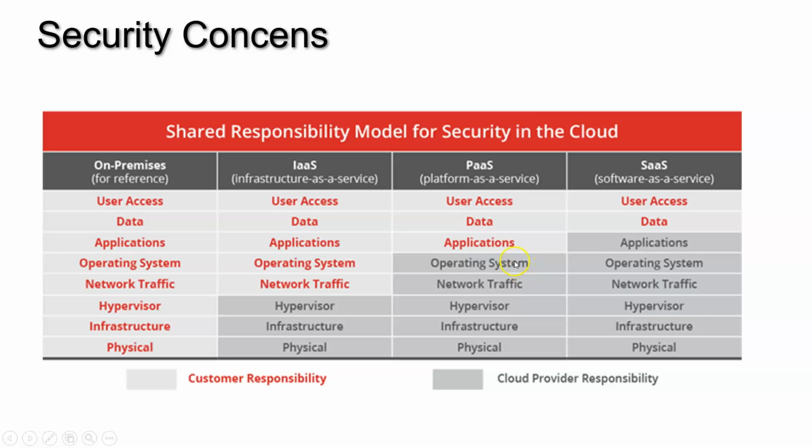Coming to PaaS, there are plenty of things managed by the cloud vendor, like operating system, network traffic, hypervisor, infrastructure, physical. But your user access, your data, and your applications need to be managed by you, because your data is saved by you, and you should have the right strategy to back up for archival. With user access also, if you give unwanted authorization to any user, they may misuse it, right? Similarly, in the SaaS model, you should manage your user access and data, but applications will be managed by them because it's the software as a service model.